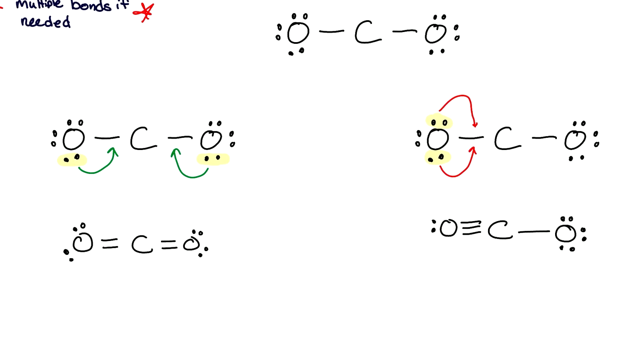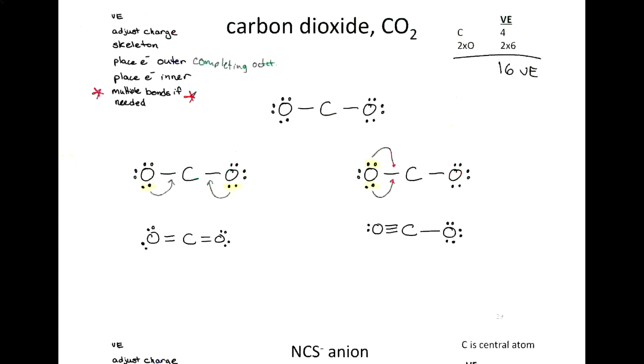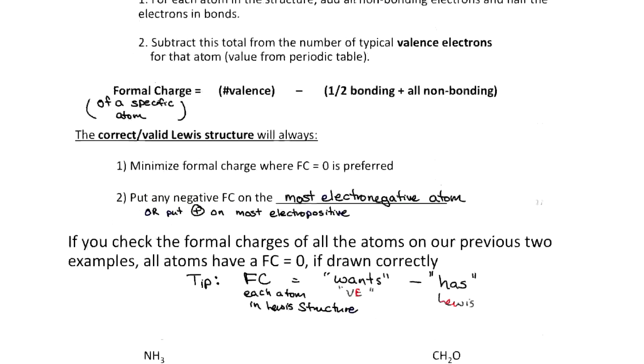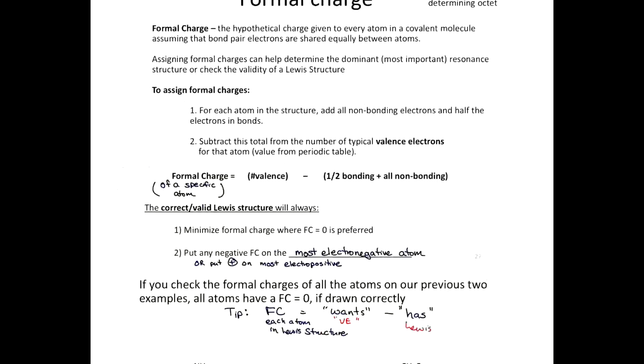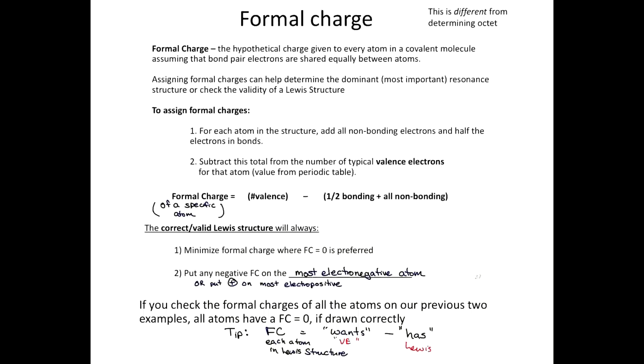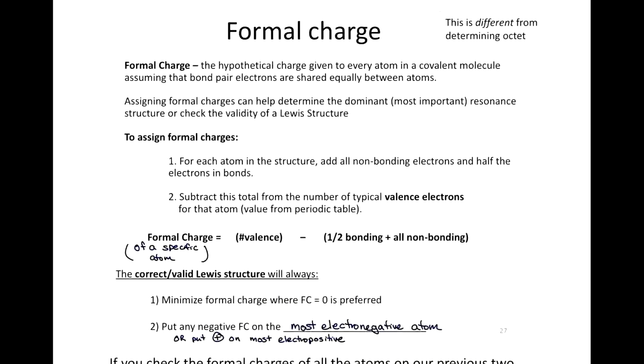So how can we know for certain that this one is wrong? It has to do with formal charges. This structure is wrong because it does not minimize formal charges. So that's what we learned about in the previous slide up here, where we can calculate and assign formal charges for individual atoms in a drawn Lewis structure, and where our most correct Lewis structure is the structure that minimizes formal charges, meaning 0 is preferred.